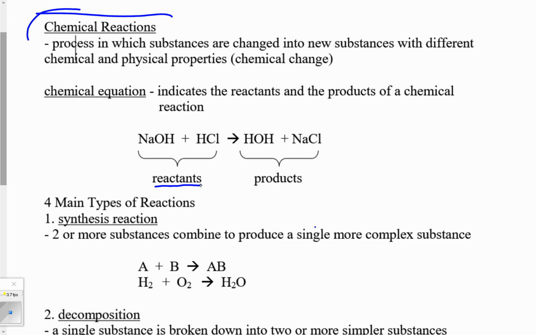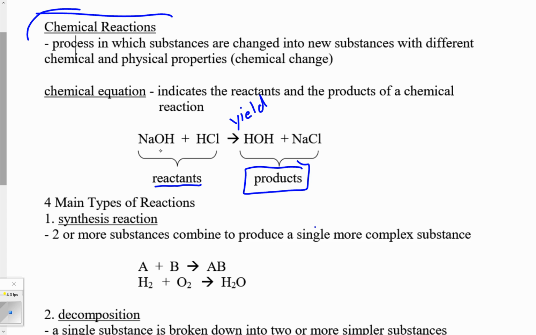You see anything on the left side, and when I say left side, you should be wondering, what does left side mean? Well, this little arrow means basically yields. So anything to the left side of the yield arrow, those are the reactants. That's what's going to react. Anything to the right side is what we call a product. That's something that you make in the reaction.